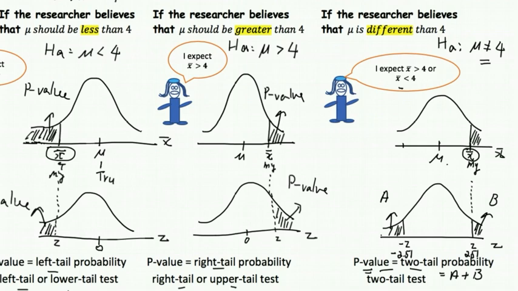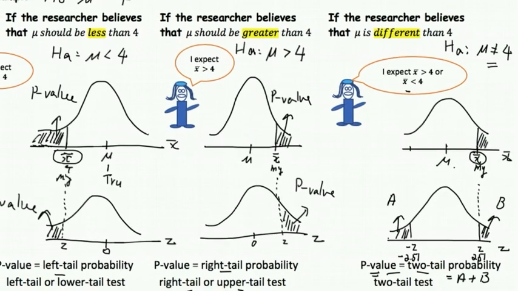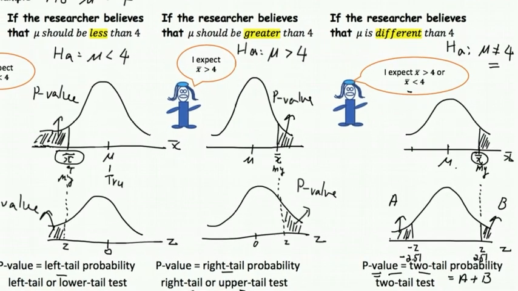So you have three different types of hypothesis test. The left tail test, you find the left tail probability. The right tail test, you find the right tail probability. And you have the two-tail test. That means you find the sum of the right tail and the left tail. So which type of test you do depends on what the researcher believes in. So we'll use some examples to illustrate how to find the p-value for some of these hypothesis tests.